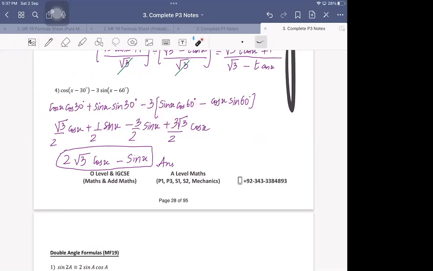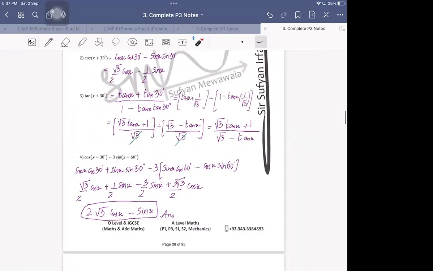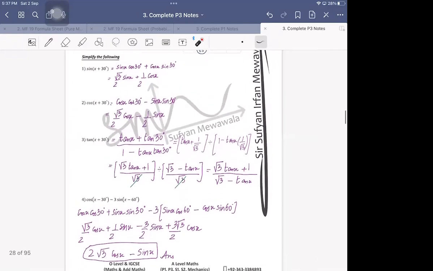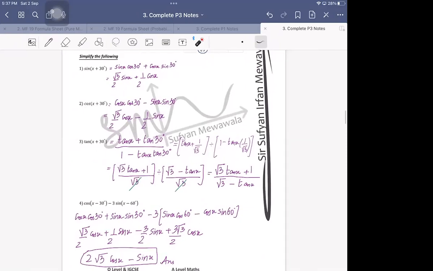Yes, carry on. Can you scroll up? There is an example. I have a question. In example number 1 and 2, can we square both numbers to get sine square plus cos square equals to 1?